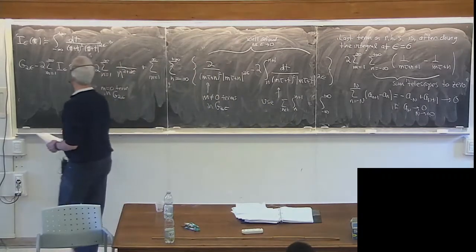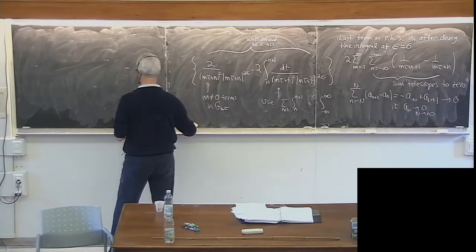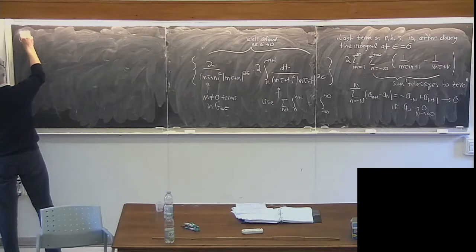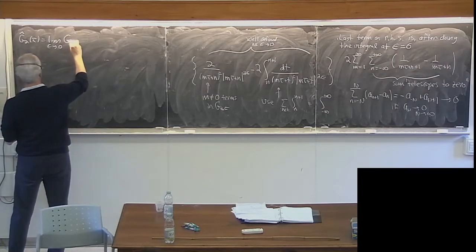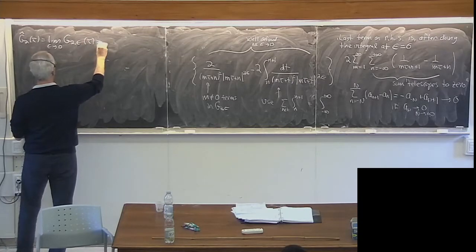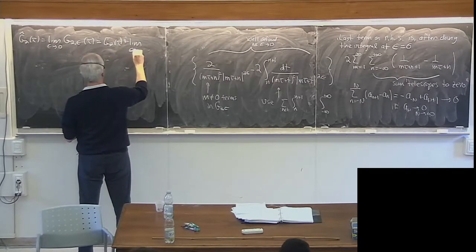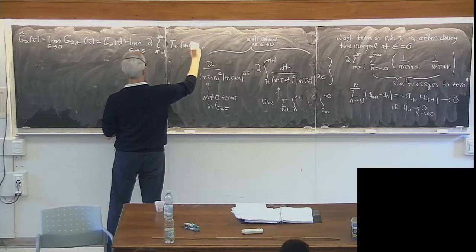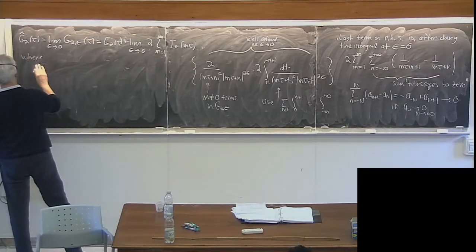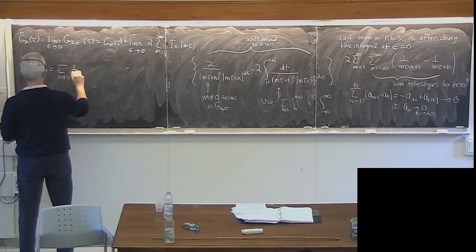Okay, so what that means is that if we define g hat 2 of tau to be the limit as epsilon goes to 0 of g2 epsilon of tau, this is equal to g2 of tau plus the limit as epsilon goes to 0 of 2 times the sum from m equals 1 to infinity of I epsilon of m tau, where g2 of tau is now defined in terms of this particular ordering of the sum.